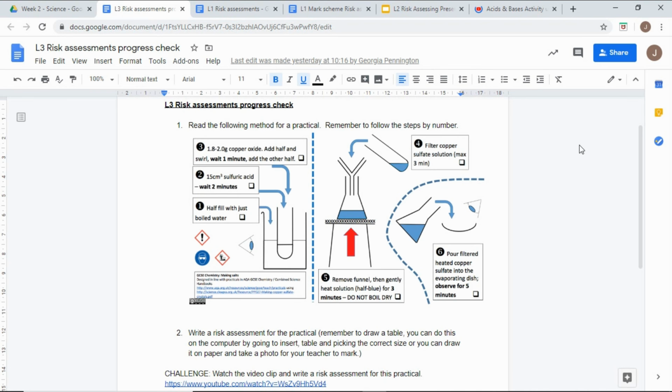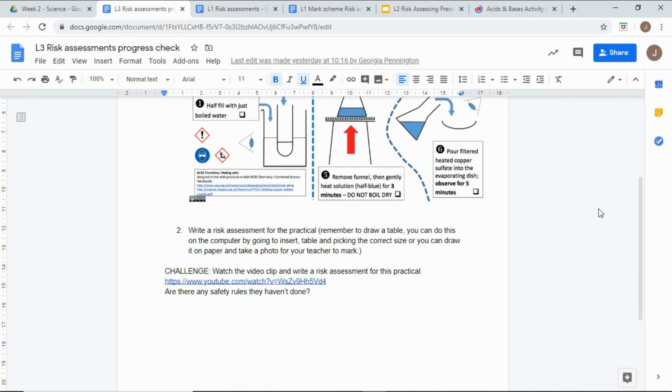For lesson 3, we're going to do a risk assessments progress check. So you need to look through the method for a practical below, and we need to write a risk assessment on the practical, remembering to draw the table. You can do this on a computer by going to Insert Table and picking the correct size, or you can draw it on paper and take a photo for your teacher to mark. There's a challenge task also for this lesson. Watch the clip and write a risk assessment for this practical.